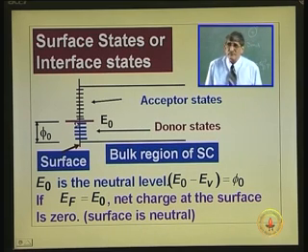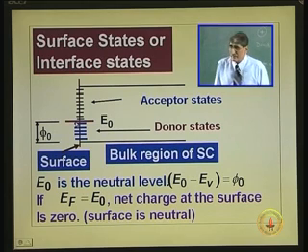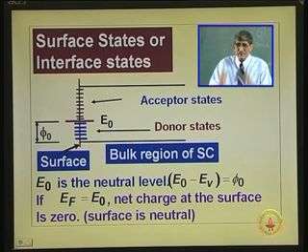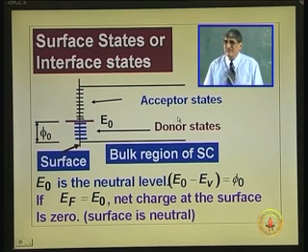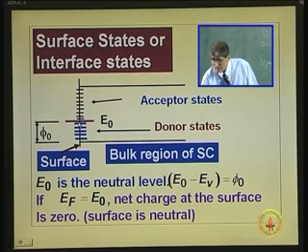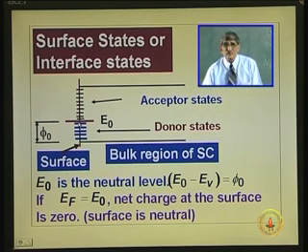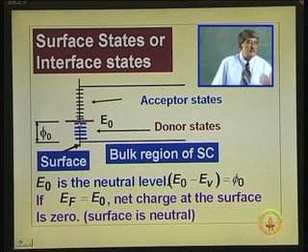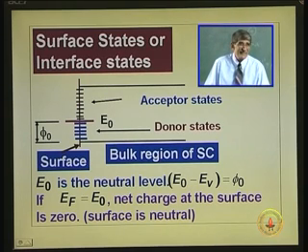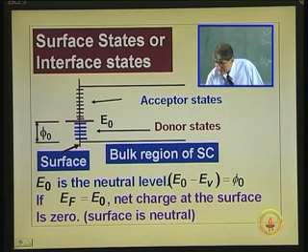Just again, there is nothing much to think. Supposing the Fermi level is at the neutral level, that is E naught. If I draw a line there, that is the Fermi level. The very name tells you neutral level. If the Fermi level is at the neutral level, charge in the surface is neutral, 0. Why? All these states below this neutral level are occupied, which are donors.